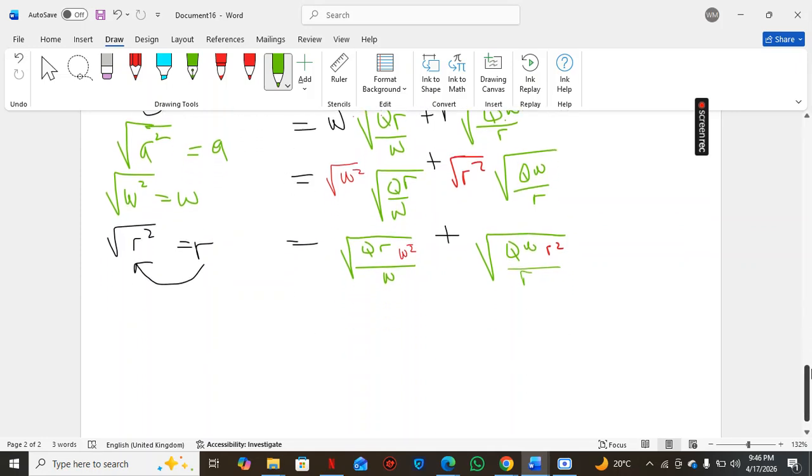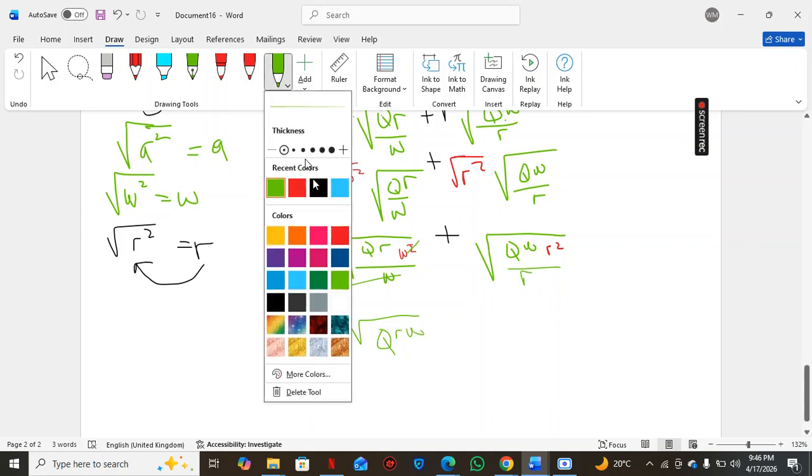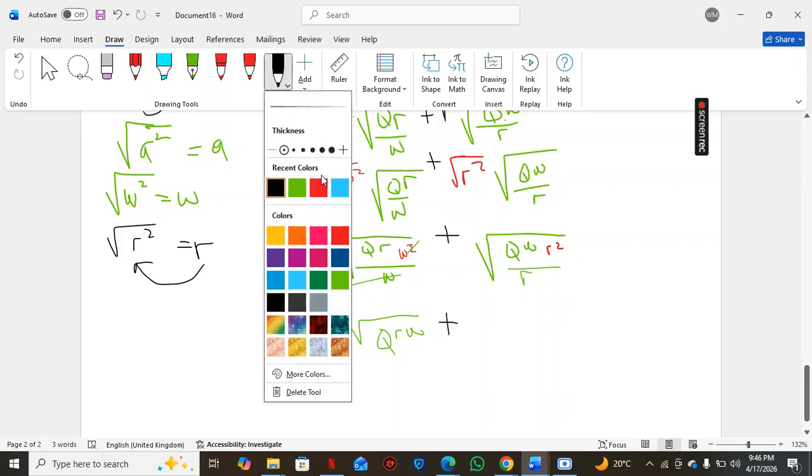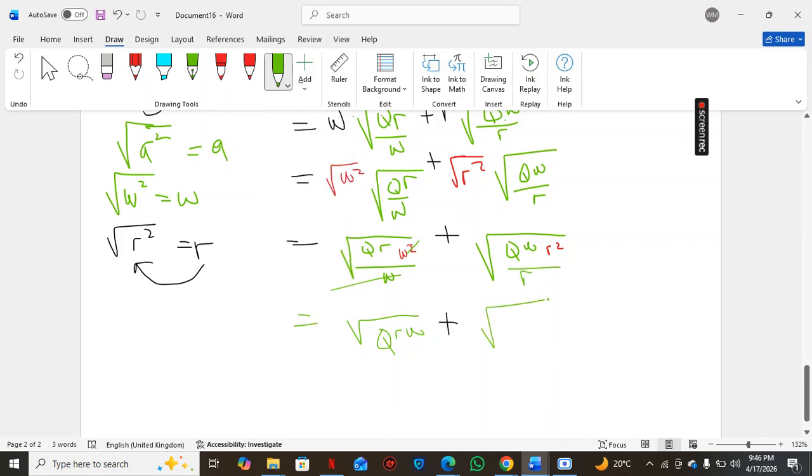Okay, so we simplify. Here we can get rid of this w, and we get rid of one w on top, so we're going to remain with the square root of qrw, plus, here we get rid of this r, and since there are two r's on top, we get rid of one r, so we have qrw also.